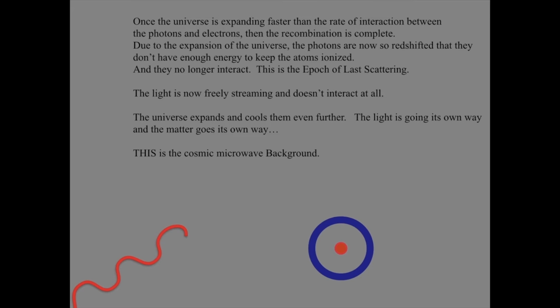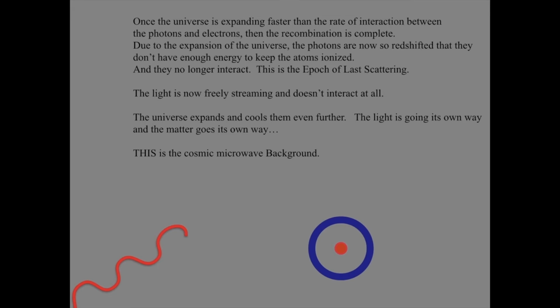So there were two processes, ionization and scattering. So there was a combination epoch, which is called recombination, which is really irritating, but it's a combination epoch where things start to become atoms. They go from free to becoming atoms.